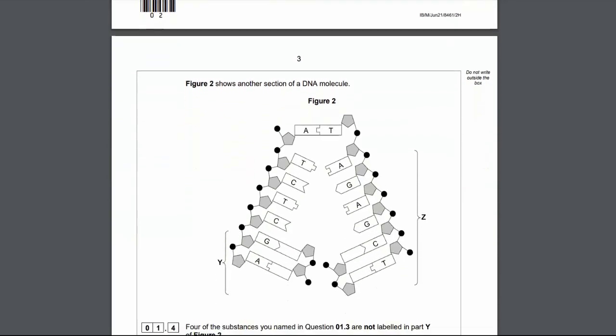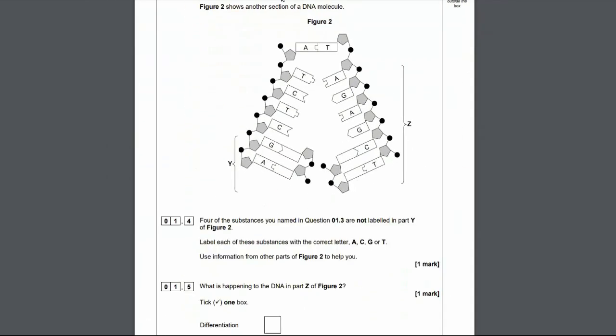Right, here we've got figure 2. We can see you've got a DNA molecule kind of unzipping and something's going on inside there. 1.4. Four of the substances you named in question 1.3 are not located in part Y of figure 2. Label each of these substances with the correct letter A, C, G, or T. Use information from the other parts of the figure to help you. So I'm drawing arrows here. These are the 4 blank areas. They're saying, what should the letters be that go in each of the blank areas? So pause the video and have a go.